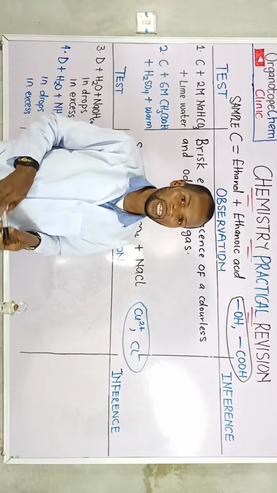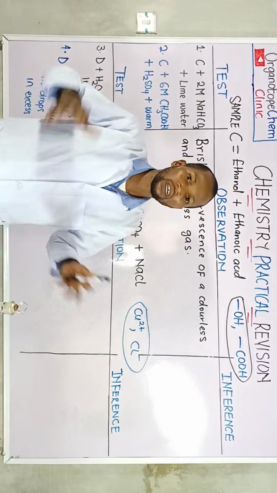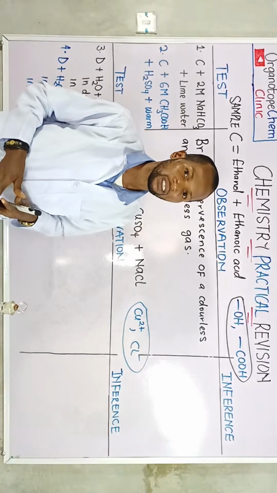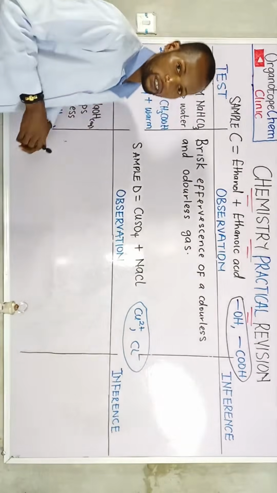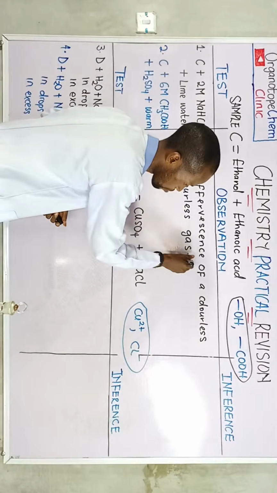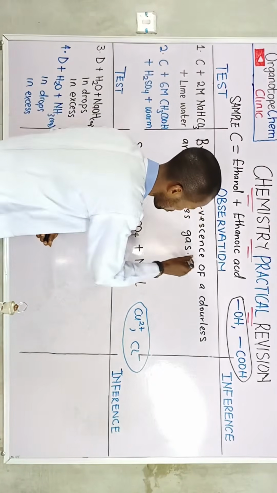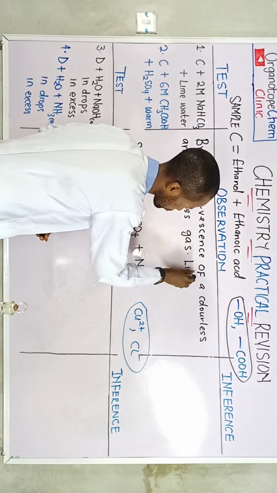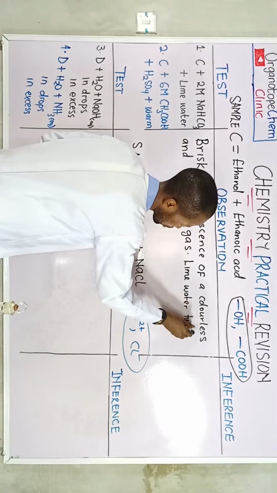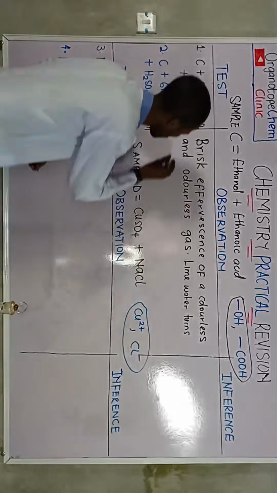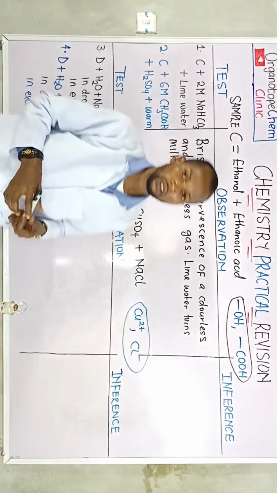Now, this colorless and odorless gas is likely to be what? We cannot actually tell what the gas is until we test with what? The lime water. Okay? So what happens to lime water? The lime water turned milky. So I'm going to have lime water turns milky. Okay?